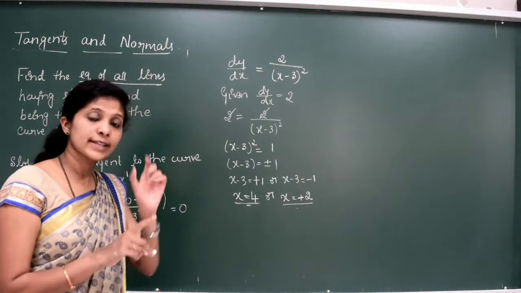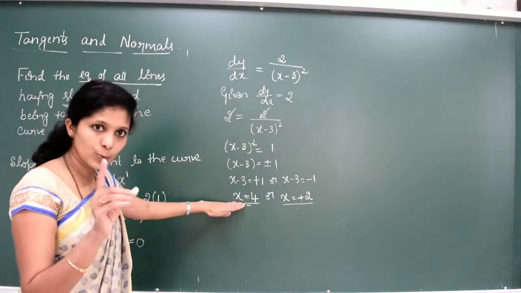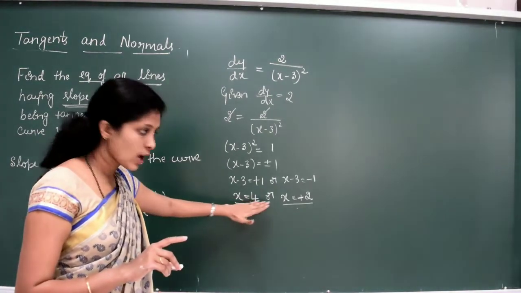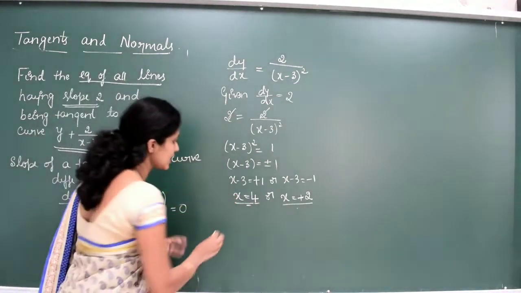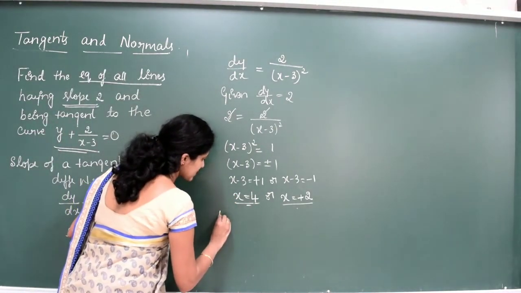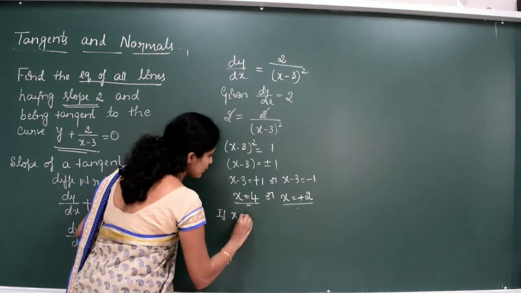But we need to find the points, right? 2 points we got. The value of x is 4 or x is equal to 2. So there are 2 possible points. Now substitute the value of x as 4. Let x is equal to 4, what is the value of y?